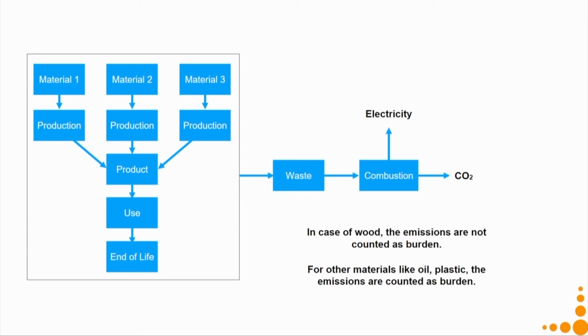As per the LCA calculation norms, in case of wood, the emissions are not counted as a burden. For other materials like oil, plastic, the emissions are counted as burden, and electricity goes into your credit. So, in case of wood, you will have electricity as your credit, you have no eco burden. In case of oil and plastic, you will have electricity as your credit and carbon dioxide or other emissions as your debit, which are the eco burdens.